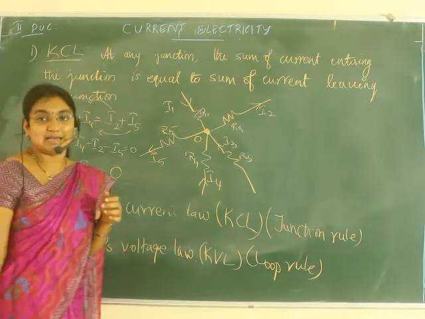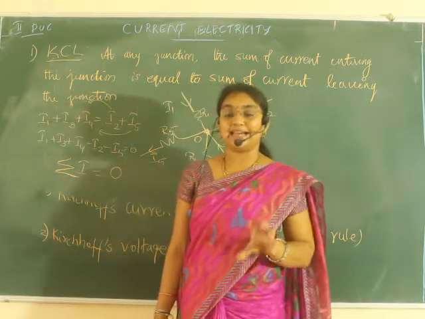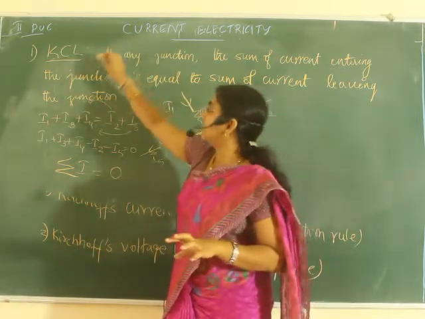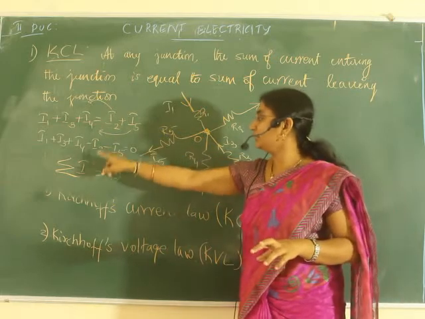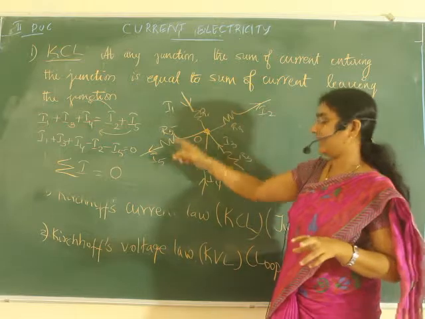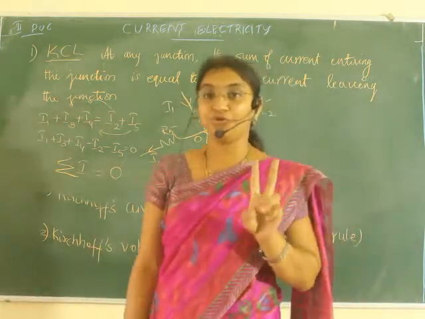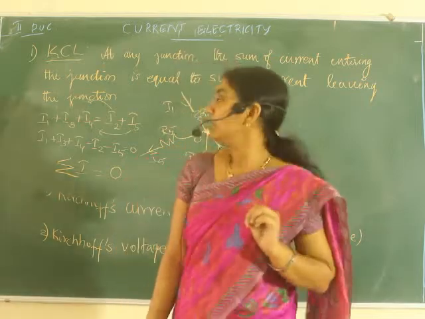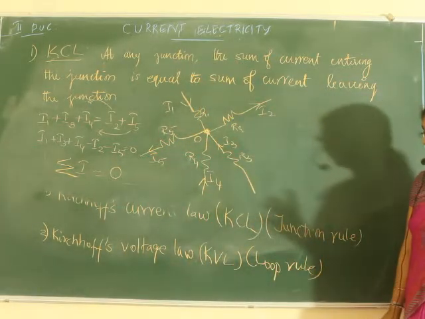So in the exam, if they ask, state and explain KCL, then write this statement. Then write these 1, 2, 3 expressions. Then draw one circuit diagram. If you do so, then you will get full 2 marks. Understood? So this is nothing but KCL or junction rule.